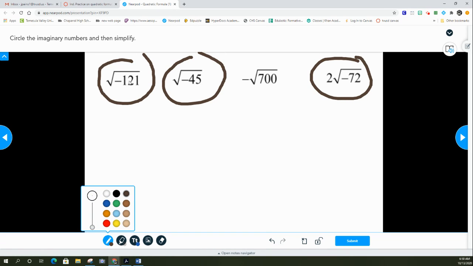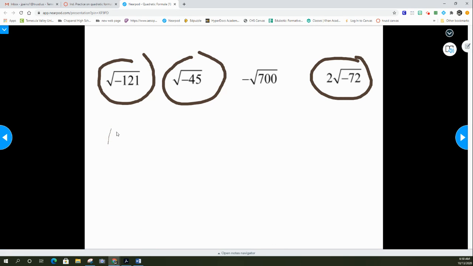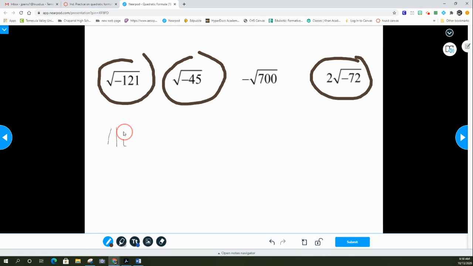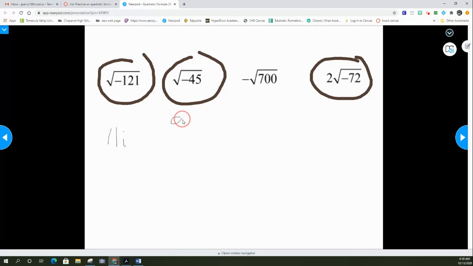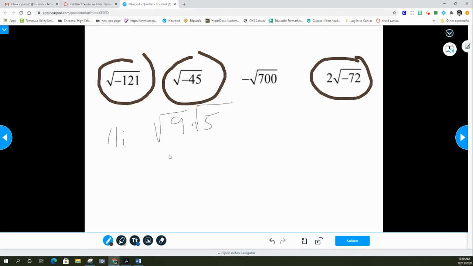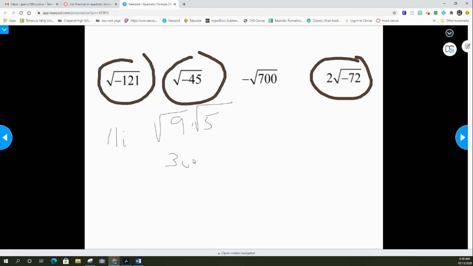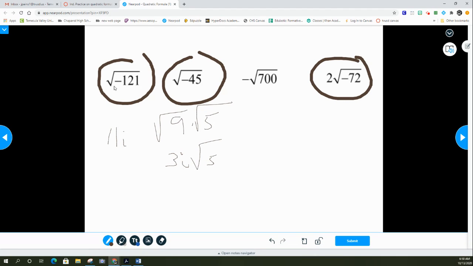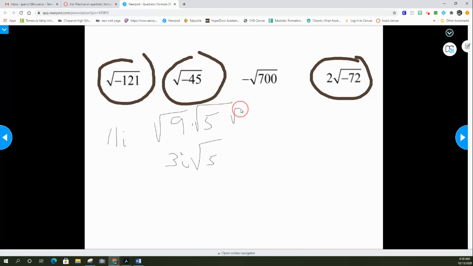So 121 is a perfect square, that's 11, so that's just 11i. Okay, 45, that's 9 times 5. So 3 rad 5, but because there's a negative in it, it's 3i rad 5. Again, where are these i's coming from? The negative that's inside, remember that equals the square root of -1. Technically, there's a square root of -1 out here as well.